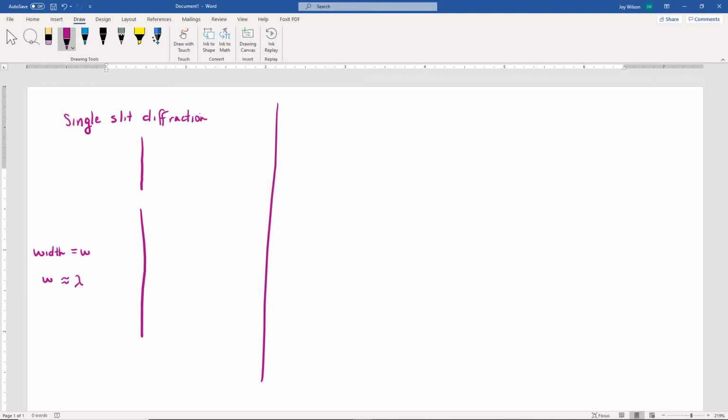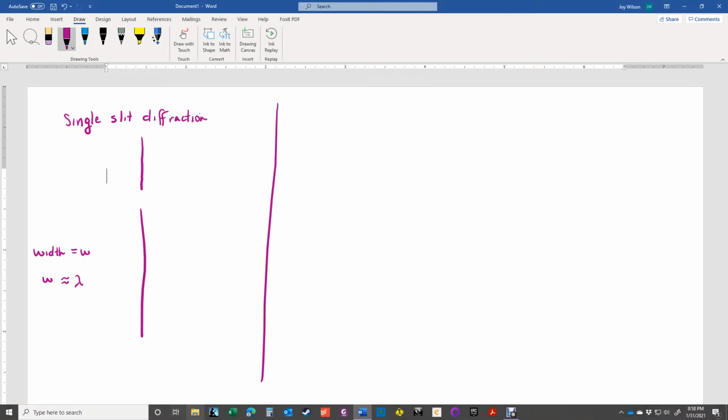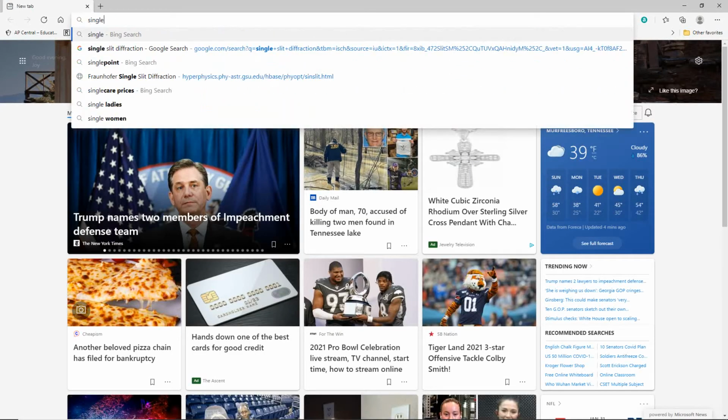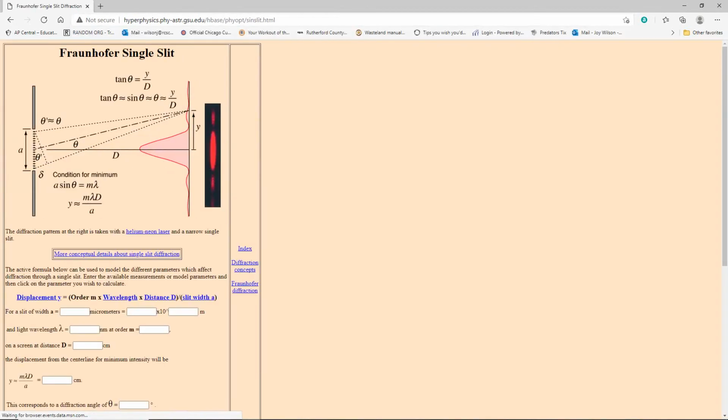You get it even if the slit is much, much bigger, if there's a big gaping hole or gap instead of just a small one. But the diffraction you see in those situations is not as apparent. So I'm going to pull up an image for you so that we can talk about this a little bit, and then we're going to come back to the single slit diffraction piece.